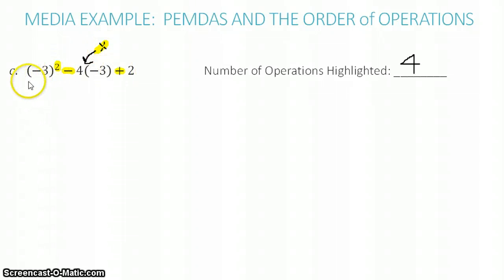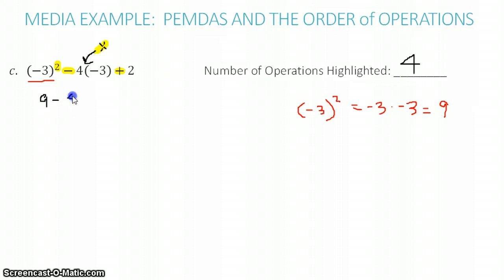We're going to do the exponent first. Now let's do this on the side. Negative 3 squared means 2 factors of negative 3. Negative 3 times negative 3, and a negative times a negative is positive. So our exponent is going to give us positive 9. And now let's write the remaining numbers.